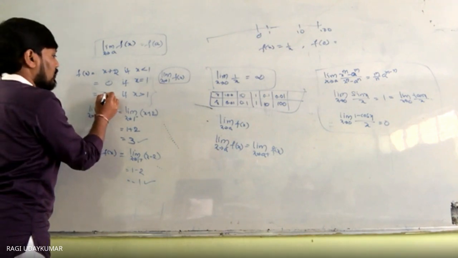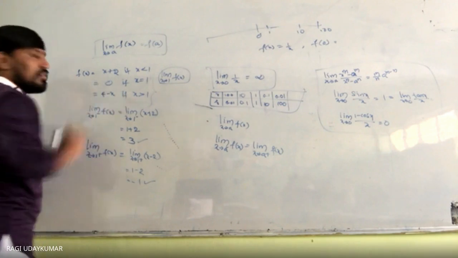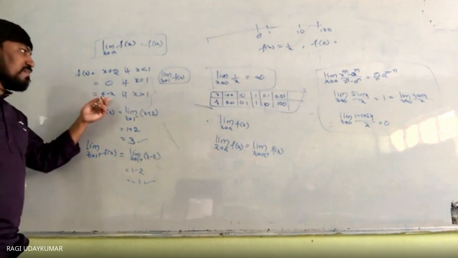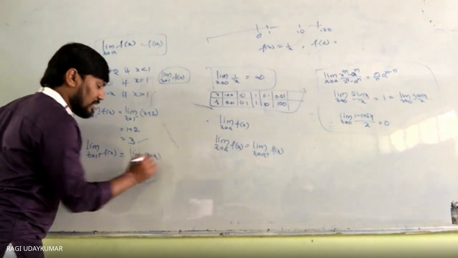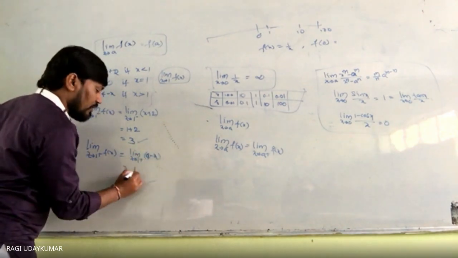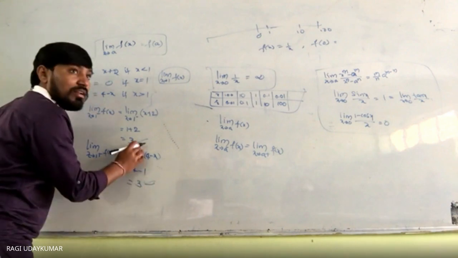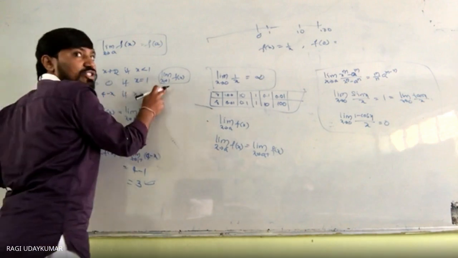Suppose the function I have changed to 4 minus x. Here, for x greater than 1, what do you get? 4 minus x, so 4 minus 1. So we are going to get 3. So both are equal. For this function, the limit is existing.